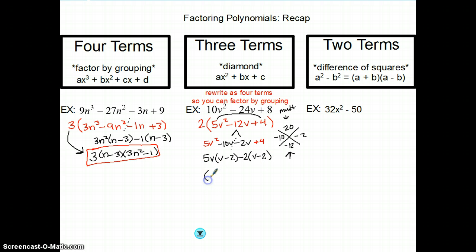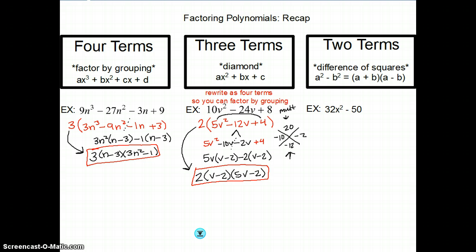I now see v minus 2 repeated, so I factor that out as a greatest common factor, and I'm left with 5v minus 2 in the second parentheses. Do not forget to bring down the 2 on the front, and then double check to make sure that each of your factors are prime. v minus 2 is prime since there is no greatest common factor and it is not the difference of squares. 5v minus 2 is also prime for the same reasons. Therefore, this is the final factored form of our original polynomial.